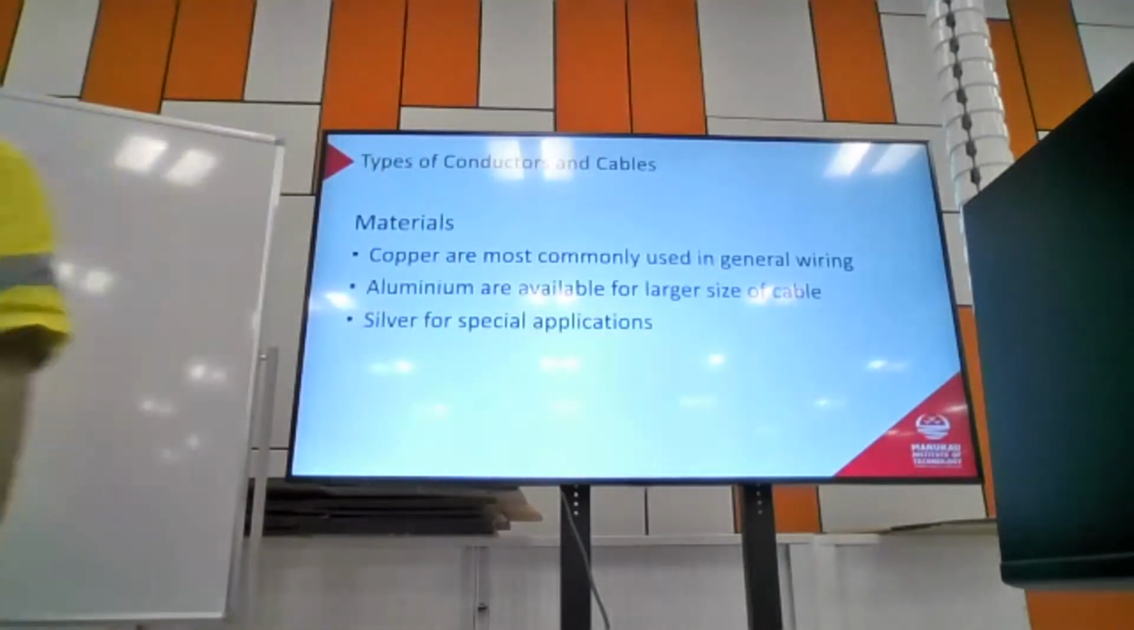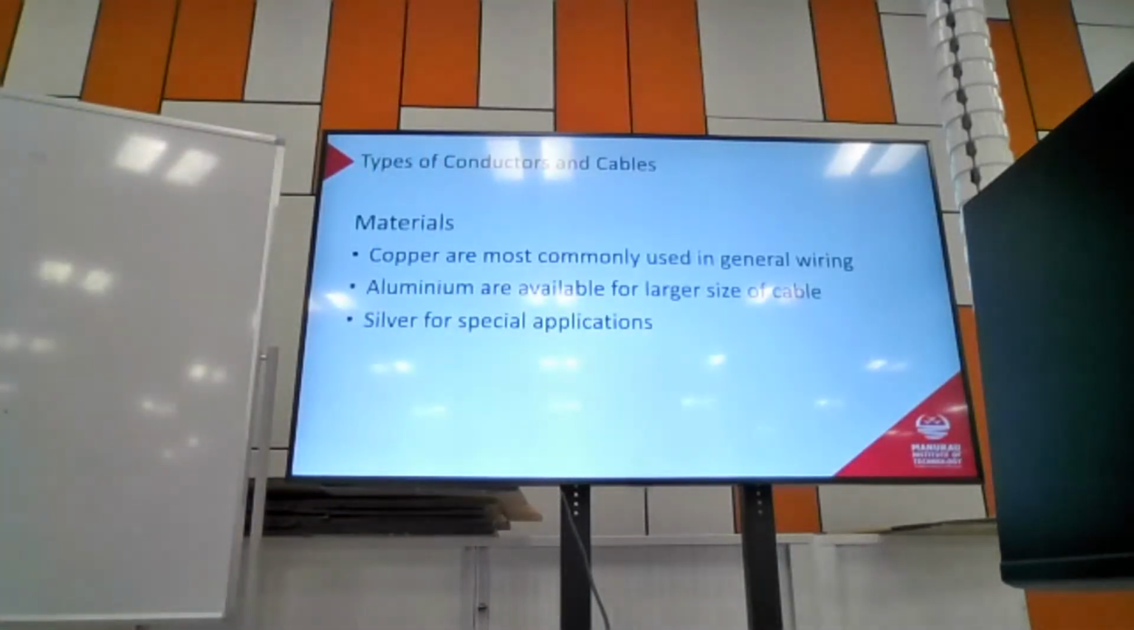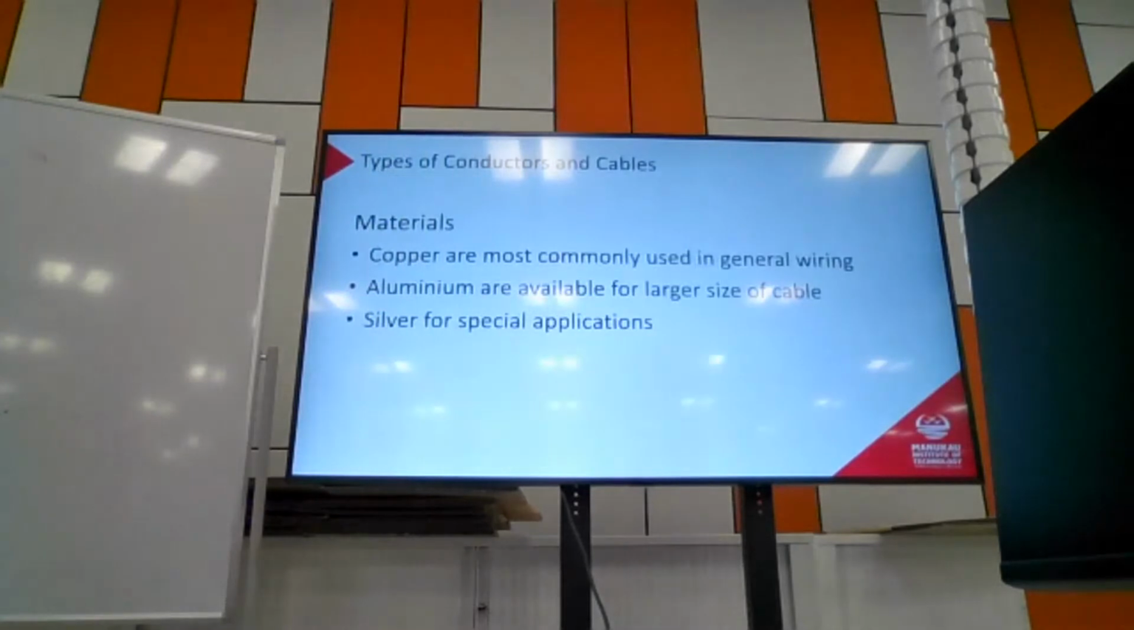So the types of conductors and cables. We went through resistivity way back at the beginning of module 2, and talked about the different materials that conduct electricity. Here we're looking at the types of materials that we will commonly use for conductors, right? So mostly copper. The general wiring that we will see day to day, in 99% of cases, would be copper, right? But we will see aluminium from time to time.